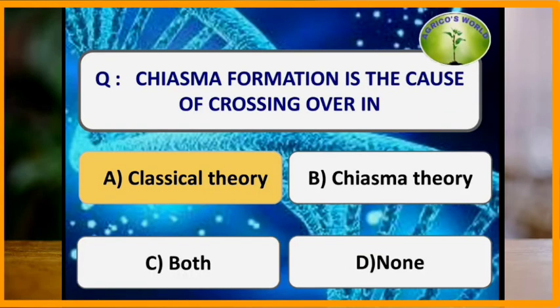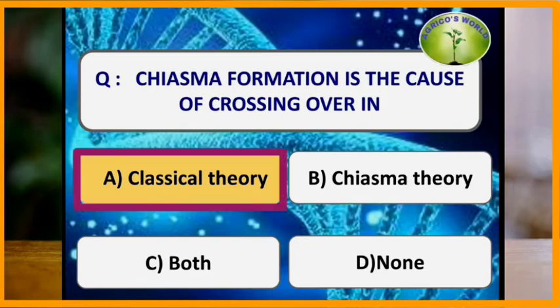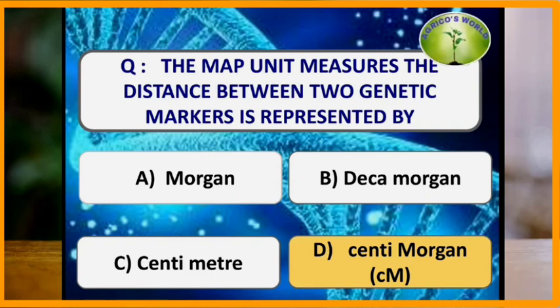Chiasma formation is the cause of crossing over in the classical theory, which was proposed by Sharp. The map unit which measures the distance between two genetic markers is the centimorgan, and 1 centimorgan refers to 1% recombination between the two genetic markers.